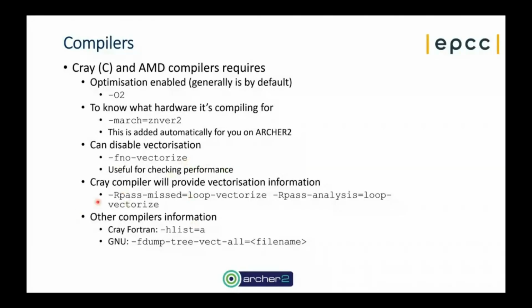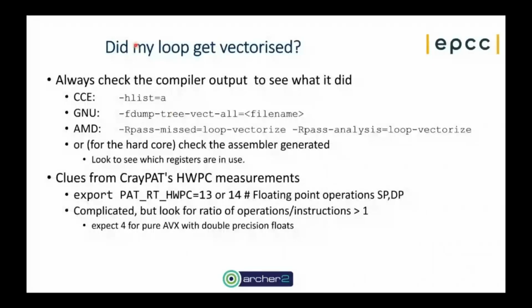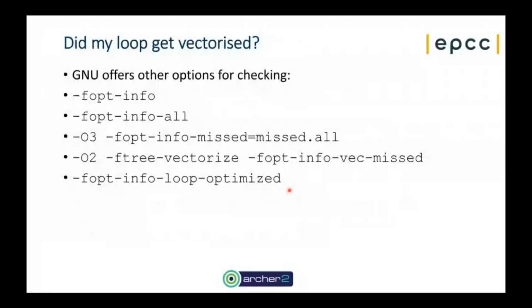And then the Cray compiler will give you things like the performance optimization reports that tell you whether it's done a good thing using these flags down here. And the equivalent flags for Cray Fortran are right here for the GNU compiler. So if you want to look at what a compiler's done, you can use these flags to do that. There are also other things with the GNU compilers, so there are other flags here that you can use as well.